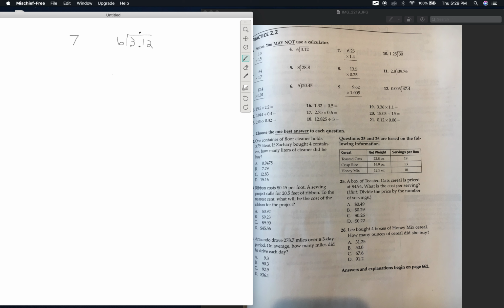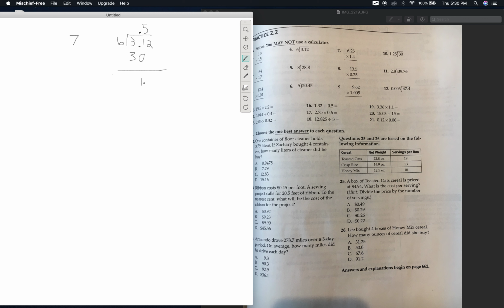Does 6 go into 3? It does not. So we add the 1. 6 goes into 31. 6 times 5 is 30. So we will put 5. 5 times 6, 30. 1 minus 0 is 1. 3 minus 3 is 0, so we won't put anything.